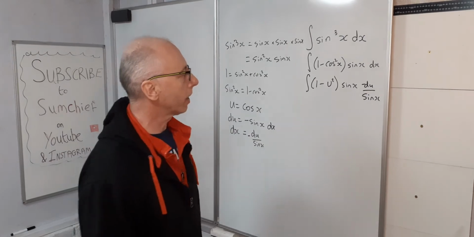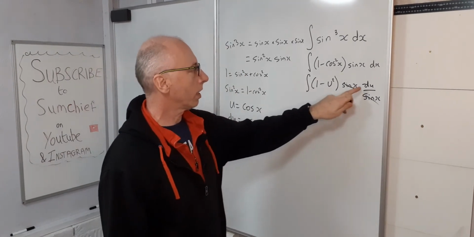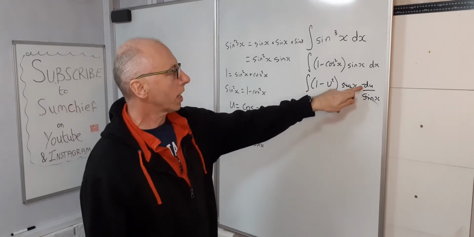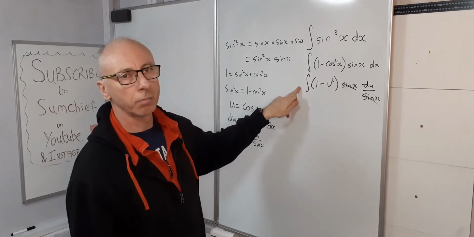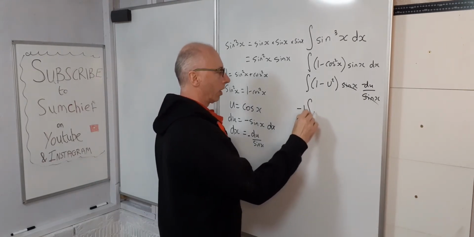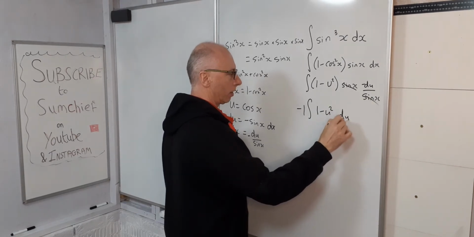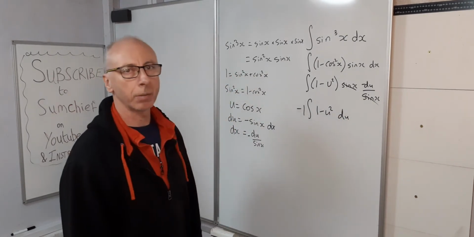2 sine x's cancel out. And now we're left with 1 minus u squared negative du. Bring this negative out to the front. Basically that's a negative 1. So we can put negative 1 integral 1 minus u squared du. Okay, now we're ready to integrate.